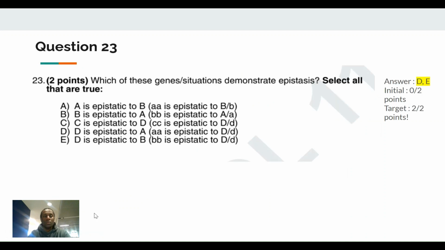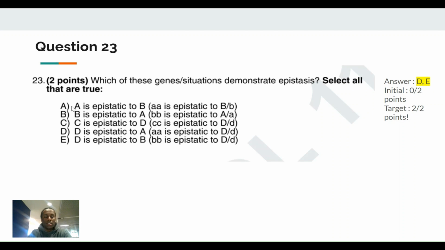Next, for our last one, we have question 23. Which of these genes demonstrate epistasis? Select all that are true. Epistasis is overall the masking of a gene, which can control the expression regardless of the genotype of the other gene, which does not follow Mendel's rules. And in the graphic for this problem, you could get 1 to 3 through gene A, and you could get 2 to 3 with gene B, and then 3 to 4 with gene D, which automatically cancels out answer C because there's no gene C, which leaves us the A, B, D, and E.